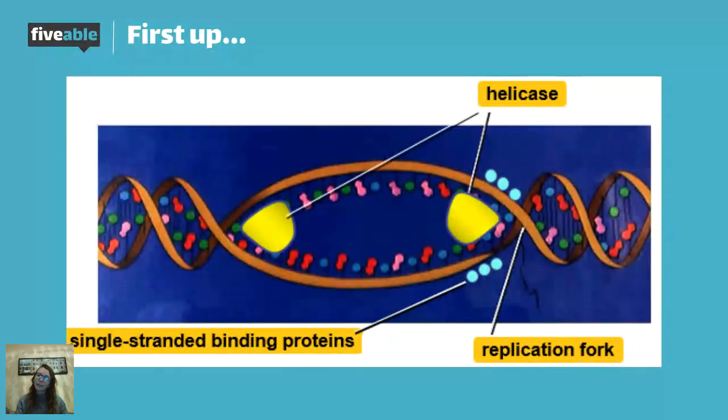Okay, so basically what helicase does is it breaks those hydrogen bonds that we were talking about, those relatively weak bonds. It comes through and it snips all of them. Okay, so it's snipping these guys over here. It's snipping these guys over here.